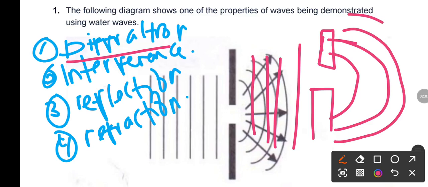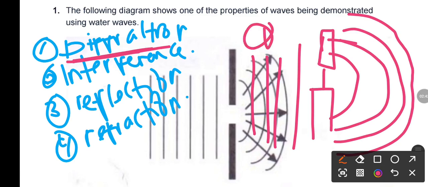Okay. And we should also put into consideration that we will only have maximum bending of the wave, meaning that we'll have maximum diffraction when the size of this gap is slightly less than the size of the wavelength. That is when we'll have the greatest bending of the wave. Okay, so I said there are 2 instances in which diffraction can occur. So this is just one of the instances.